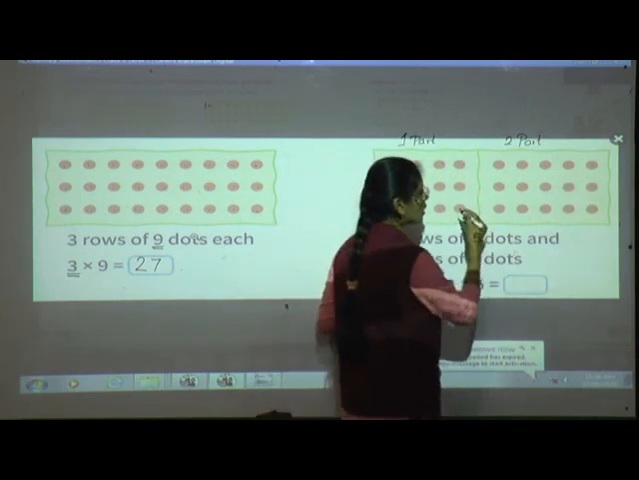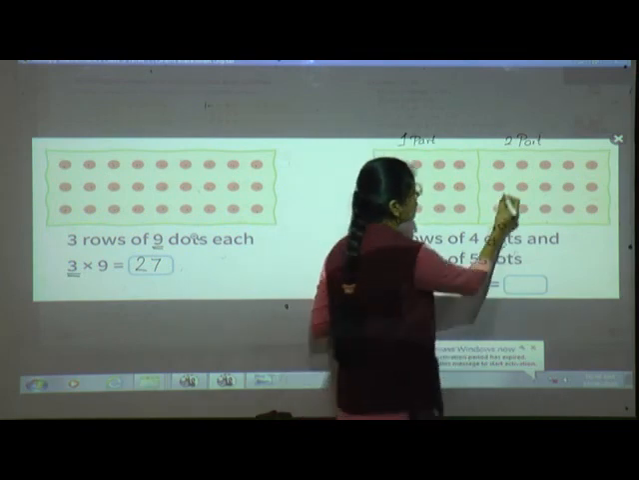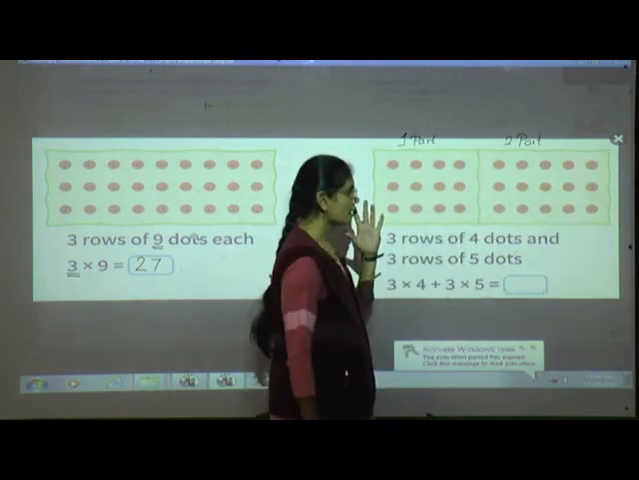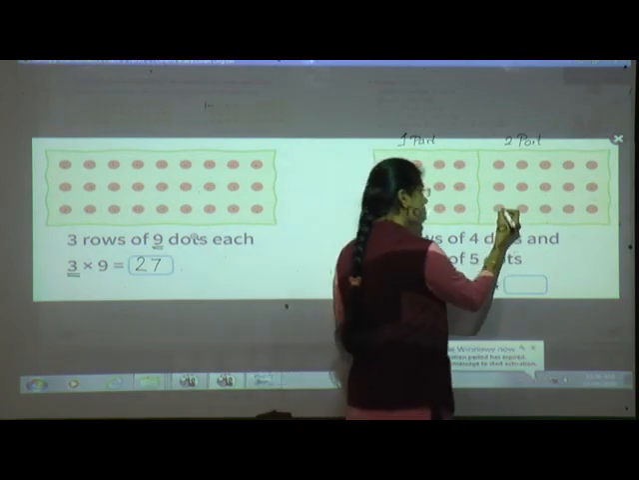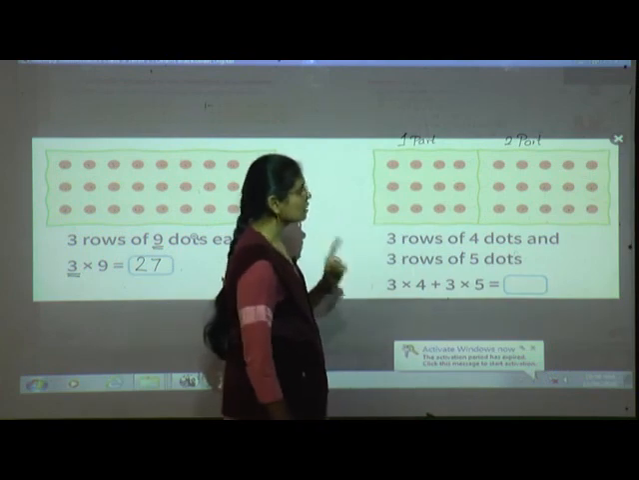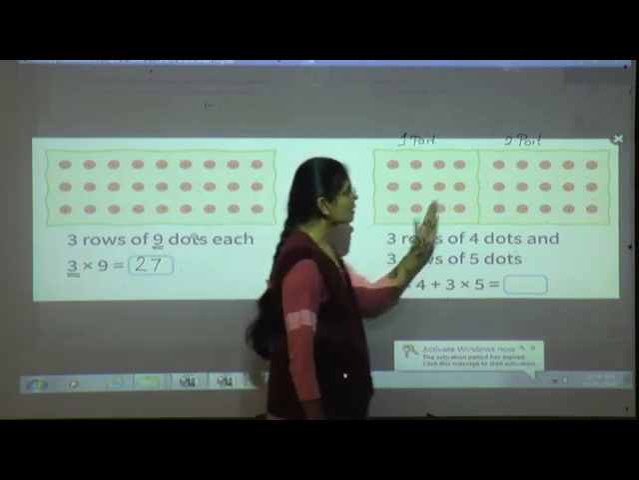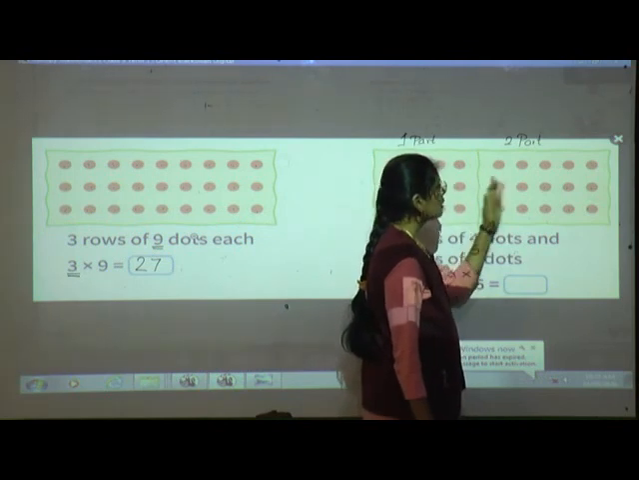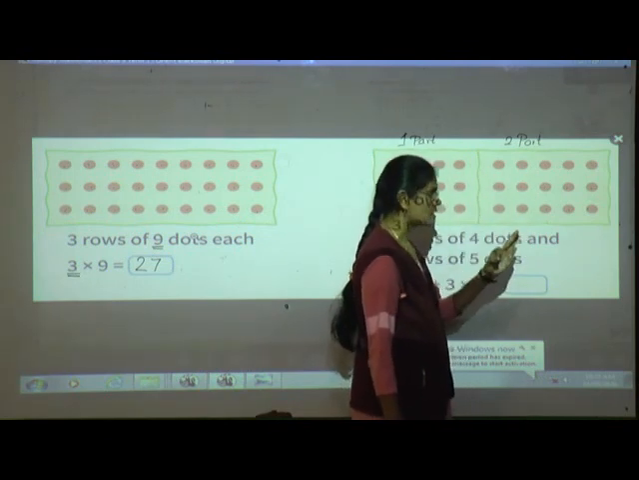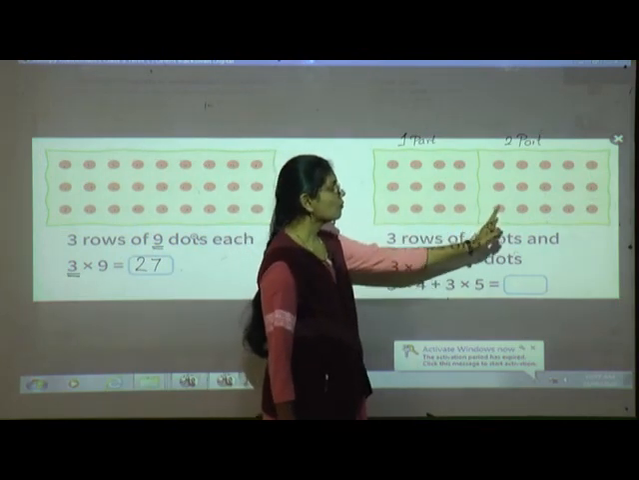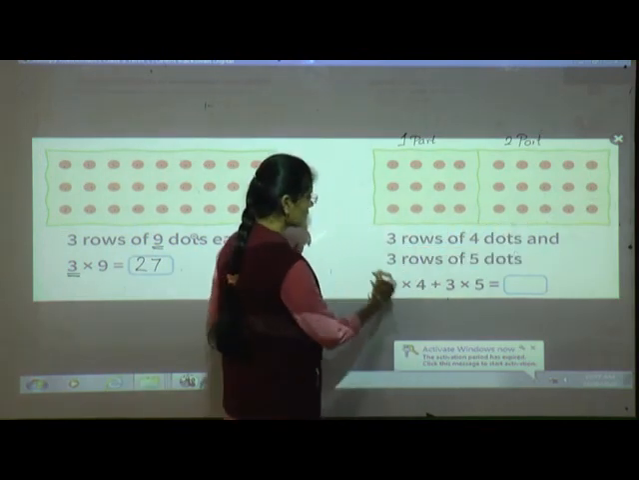Okay, now count the second row. 1, 2, 3, 4, 5. In the second row also there are 5 dots. Now see the third row. 1, 2, 3, 4, 5. Again in the third row also there are 5 dots. Means in part 2, in the second part, there are total 3 rows, and in each row there are 5 dots.